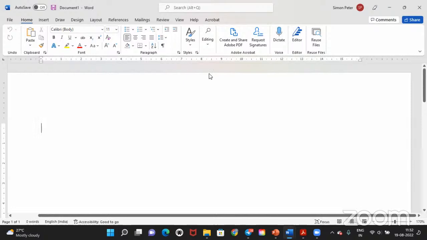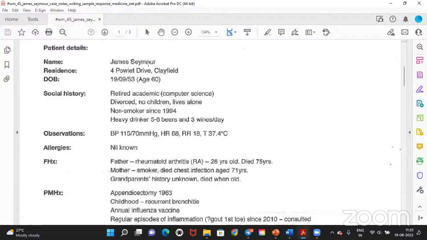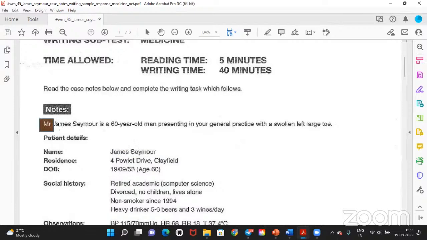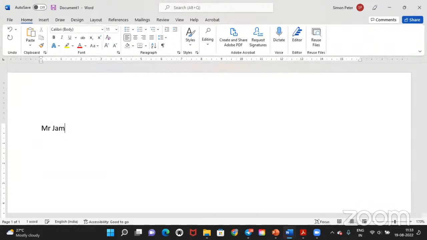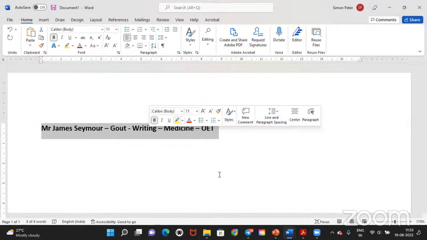So James Seymour, Mr. James Seymour, and this is a medicine letter. Okay, Mr. James Seymour. Okay, right. This is a writing task. And this is for medicine. Okay. Then OET. Fine. And the name of the case is gout. So this is the point. Right. Okay. So Mr. James Seymour.